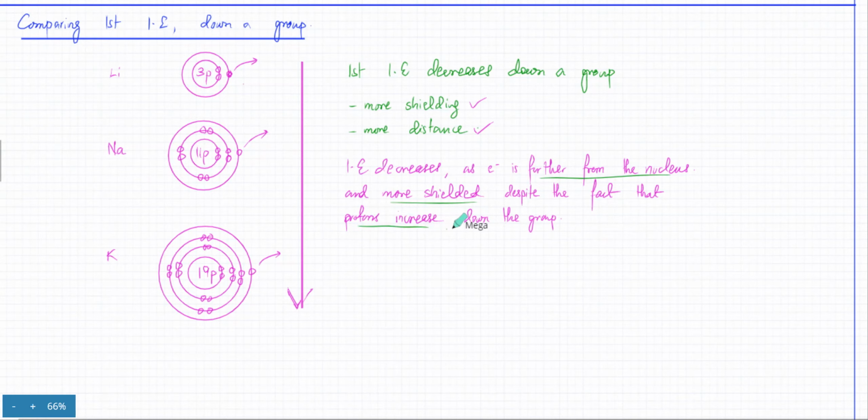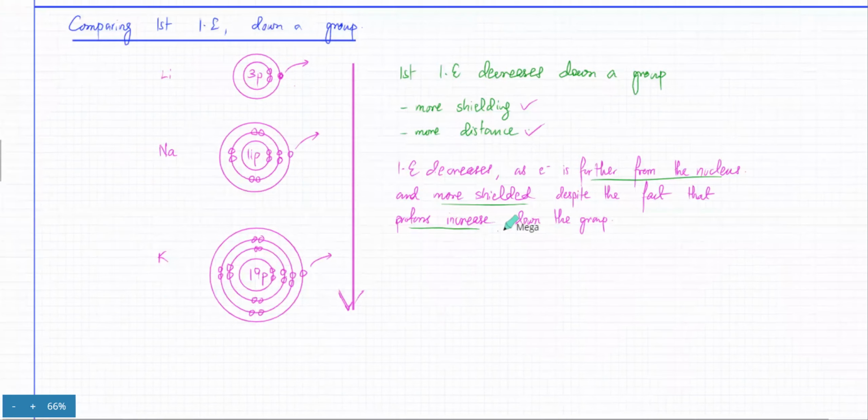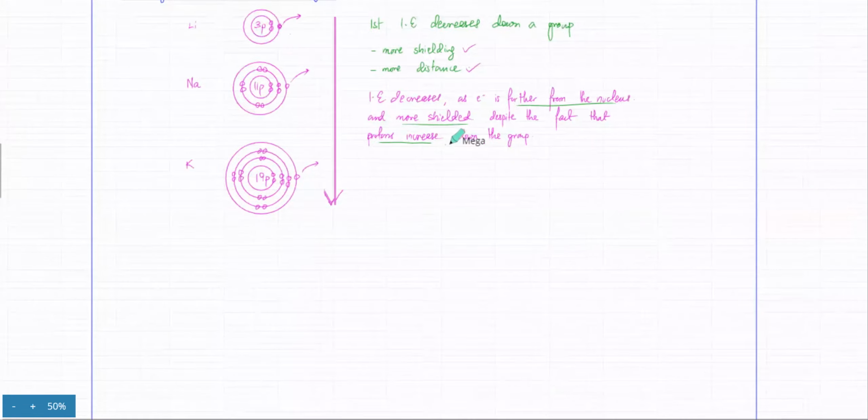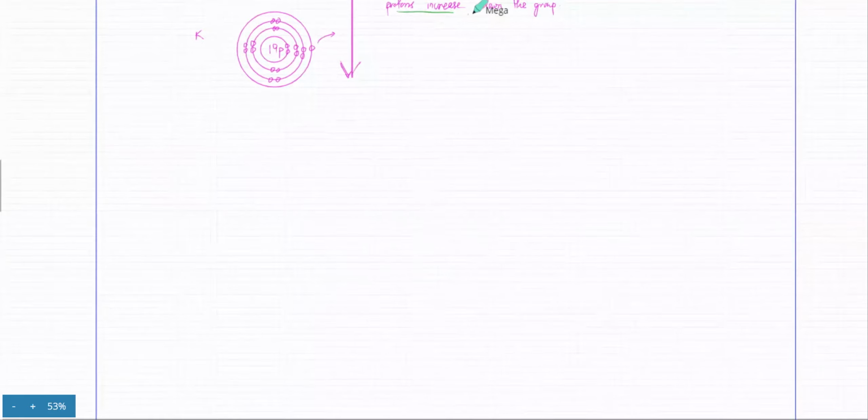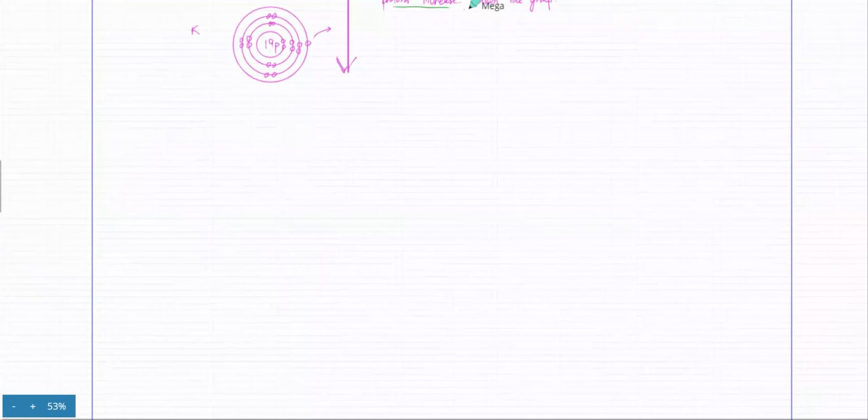Right? So, is this clear? So this is pretty much it. Whenever you're being asked about ionization energies down a group, they always decrease. Then there's another thing that you have to study about ionization energies, and that's across the period.